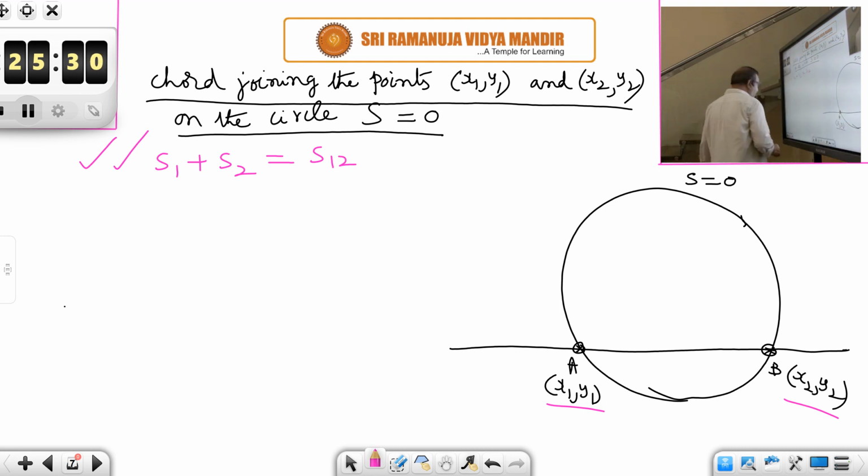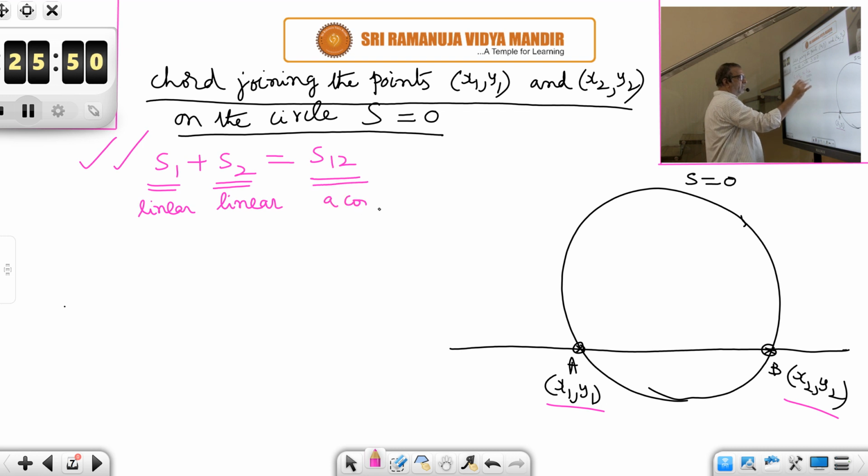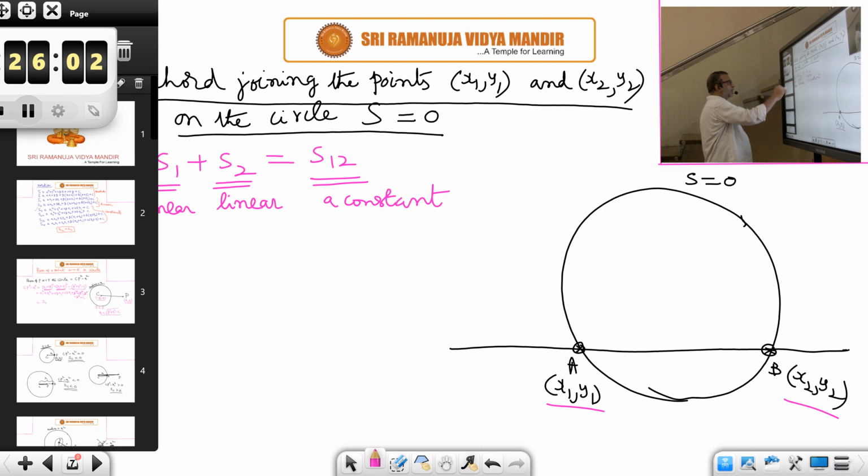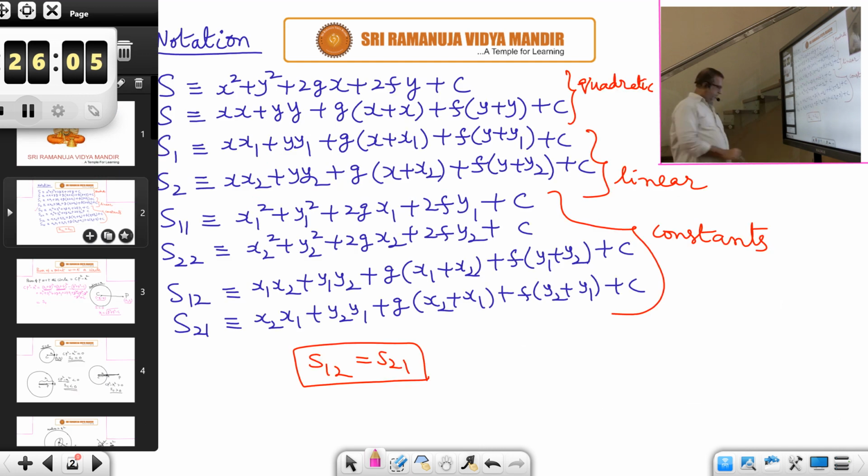So first, what is S1? Is it a quadratic expression or a linear expression? It is a linear expression. S2 is also a linear expression. What is S12? A constant. If you have any doubt, let us go to the first page and see. I am going to the first page now. This is the first page.